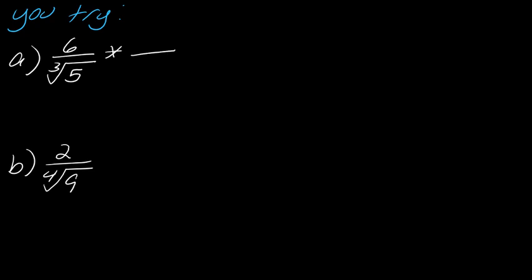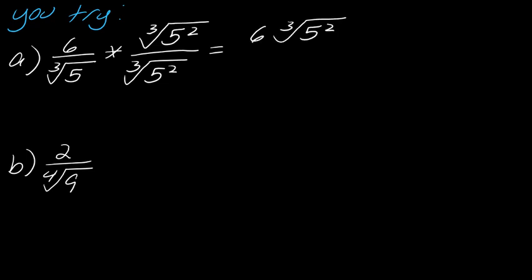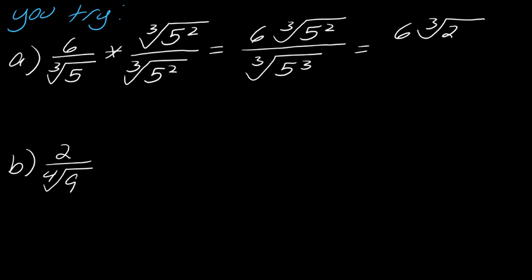Okay, so for this one, I already have 1 power of 5, so I need 2 more powers of 5. So I'm going to multiply both of these by those 2 more powers of 5. So this will give me 6 times the cube root of 5 squared, and then the bottom will be the cube root of 5 cubed. And so ultimately this is 6 times the cube root of 25 over 5.